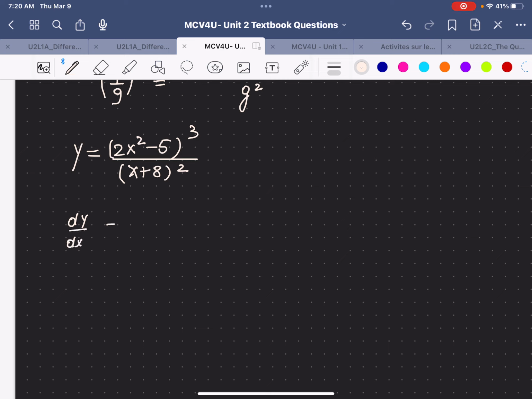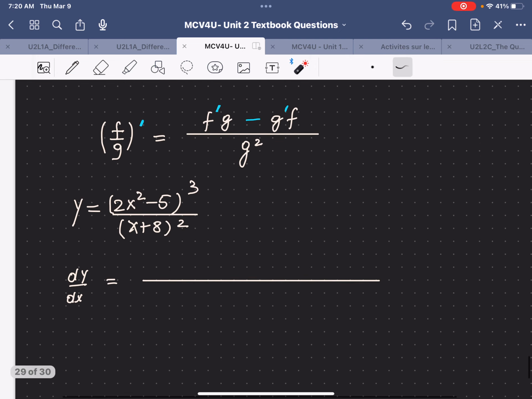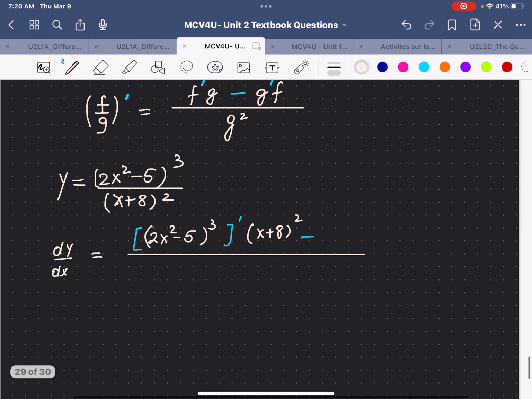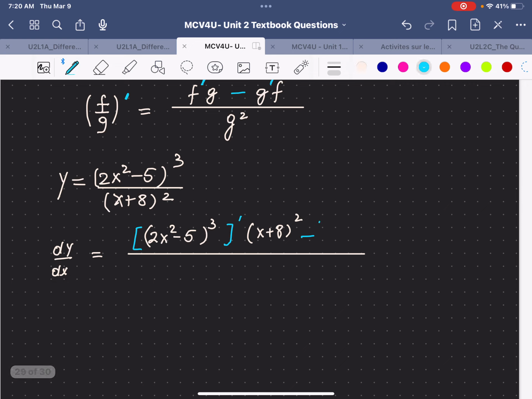is equal to a big fraction. So remember that we are taking the derivative of f. This will be our f. So we'll write the derivative of f, and f is (2x² minus 5) to the power of 3, multiplied by the denominator, which is our function g here, (x plus 8) squared. And then we have minus, sorry, here we go. And we have minus the derivative of the denominator. So we are taking the derivative of (x plus 8) squared.